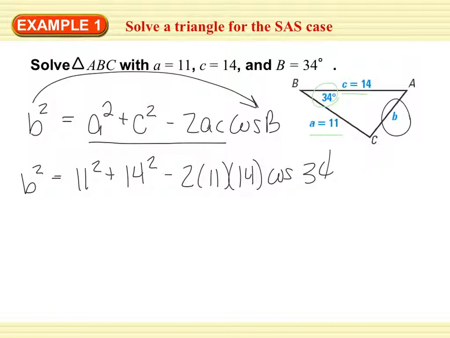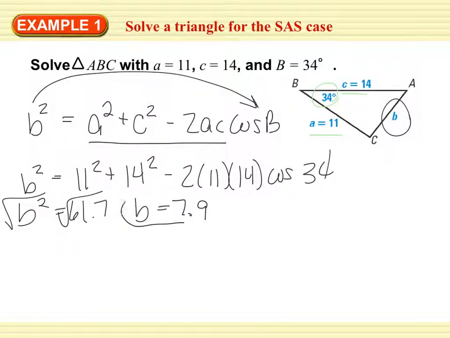I'm typing everything in. Cosine 34. I have 11 squared plus 14 squared minus 2 times 11 times 14 times cosine 34. That gives me b squared is 61.7. Square root to both sides. B equals 7.9. I have everything else. Now I have to find angle C and angle A. And funny thing, to find those we use the law of sines.